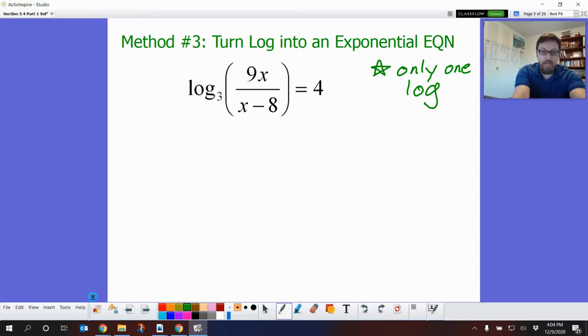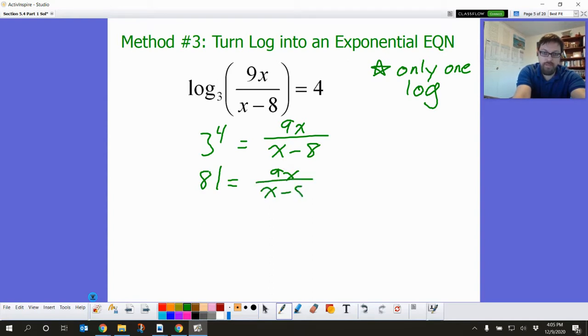So I want to translate this. This would translate to 3 to the 4th equals 9x over x minus 8. And now this is almost like a linear equation or something. So 3 to the 4th, I can actually figure that out, so I might as well just do it. That is 81 equals 9x over x minus 8.